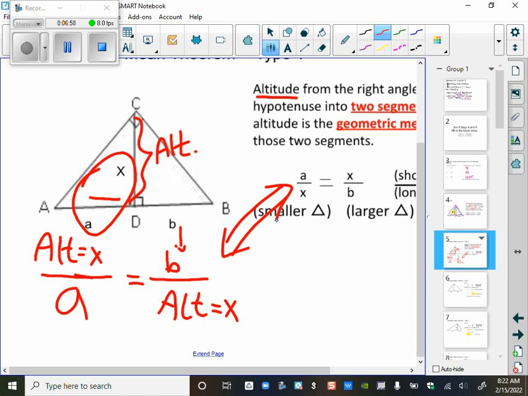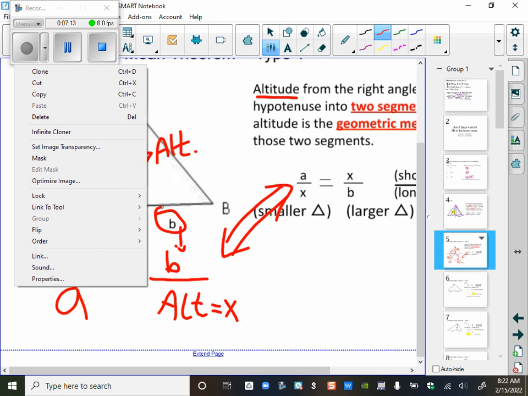Altitude, write it once, write it exactly again, diagonally. Whatever's here, boom, put it right below. There's your first ratio. And then whatever's left here, boom, you put it numerator of the second one.